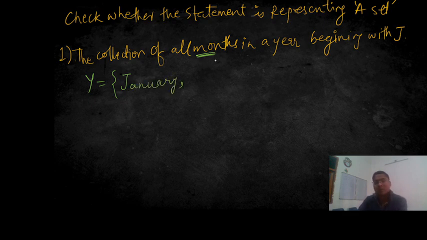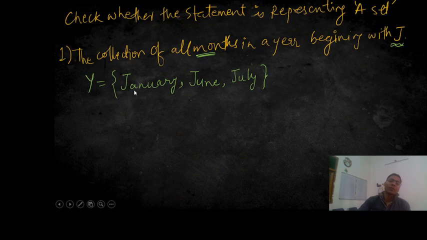The second month is February, but the word February is not beginning with J, so we just skip it. March is also not starting with J, so we again skip it. Then we have April, May, June. June is a month in a year, and it's also starting with the letter J. And third is July. Then we have August, September, October, November, and December. Thereafter, none of them is starting with the letter J. So we have only three elements in the set.